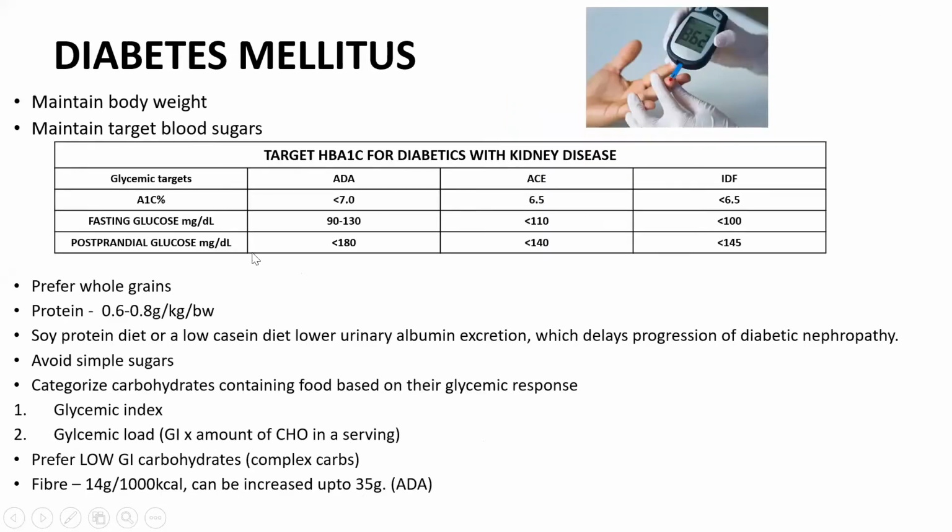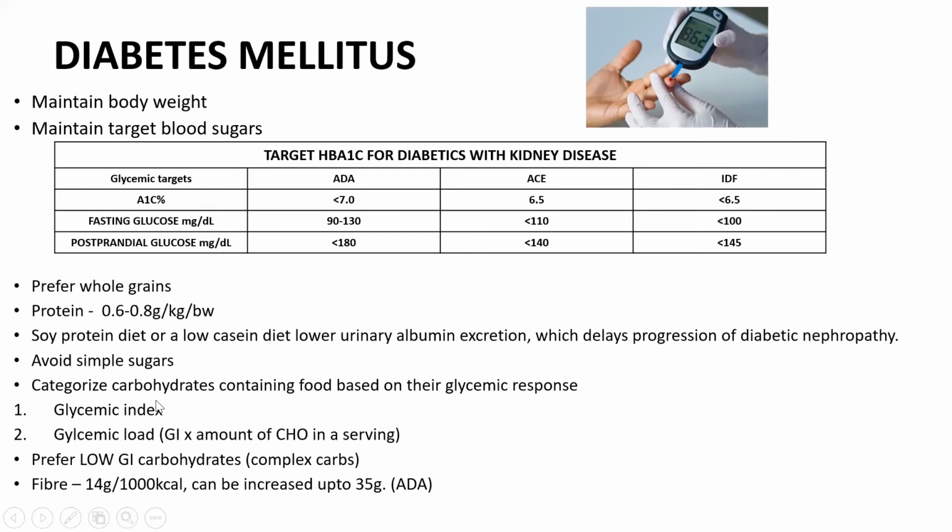Now, diabetes mellitus. Maintenance of blood sugar and body weight is recommended. Here are the target blood sugar ranges. Preference of whole grains, protein is 0.6 to 0.8. Soy protein diet or low casein diet lowers urinary albumin excretion, which leads to progression of diabetic nephropathy. So it is advised to take soy protein diet.